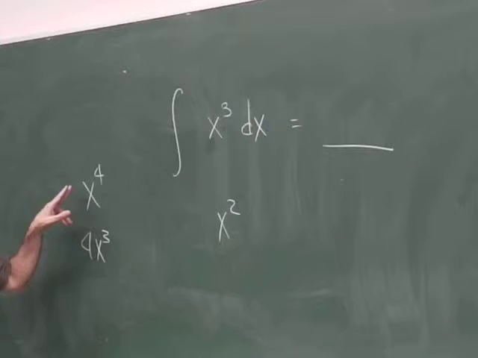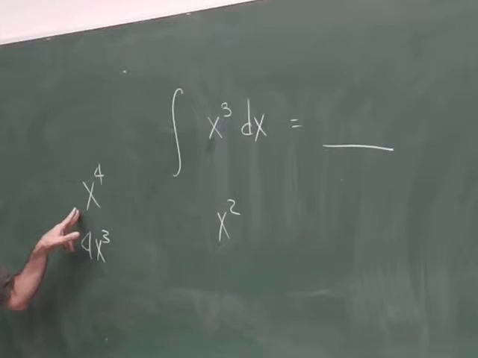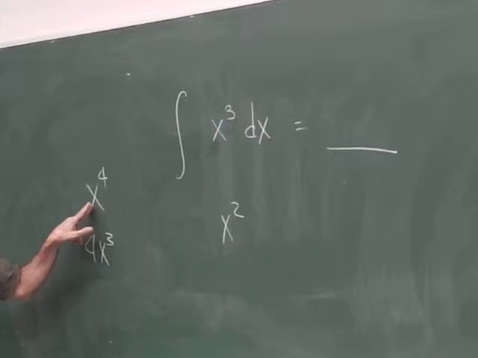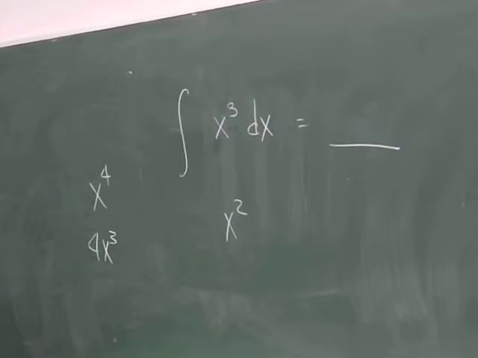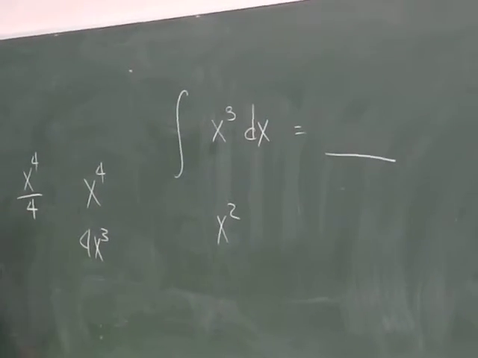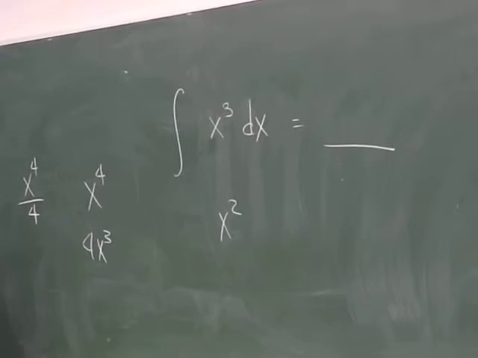So what can I do to bring it down to size? Instead of saying the answer was this function, how about if I said this? It was too big by a factor of 4, so what if I do that? Now take the derivative of that, what do you get?